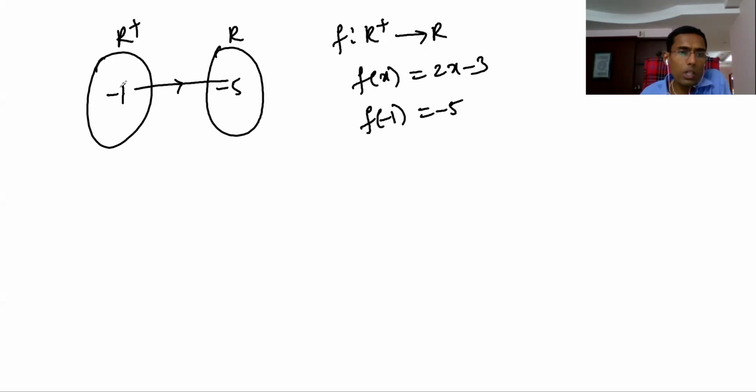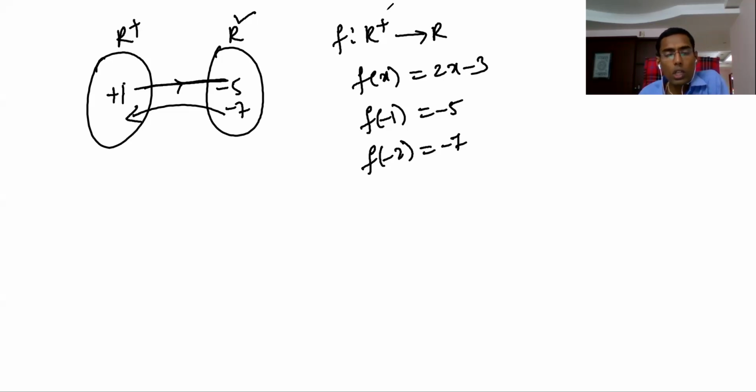Like that you can find many. Here 1 will be there, but the pre-image of minus 5 is not there. Like that you can find out many. So if you take f of minus 2, what is it? Minus 5. Minus 7 is there in the codomain, but the pre-image of minus 7 is not here. The pre-image of minus 7 is minus 4, which is not there here. So therefore it is not onto. That's how you have to find.